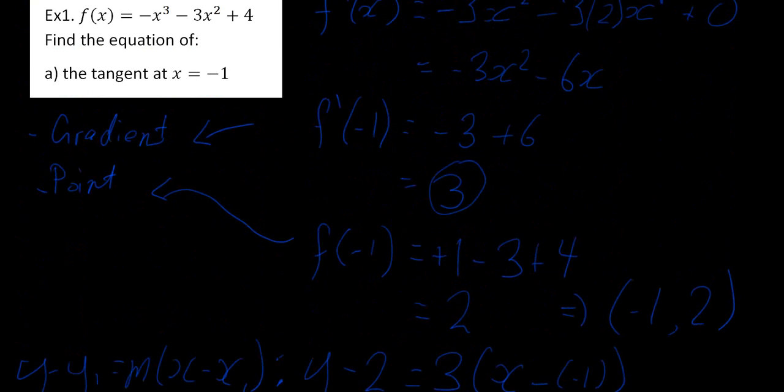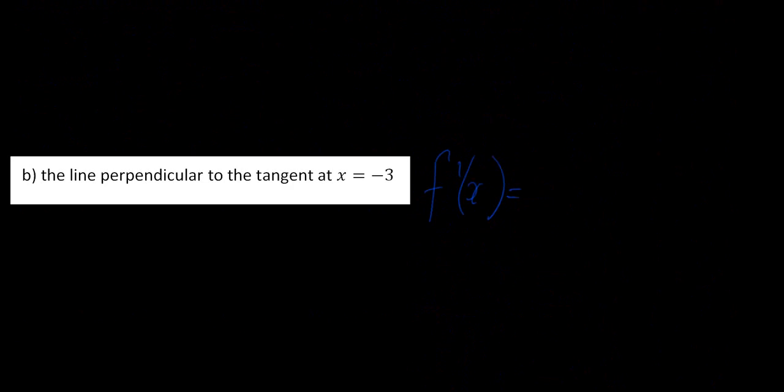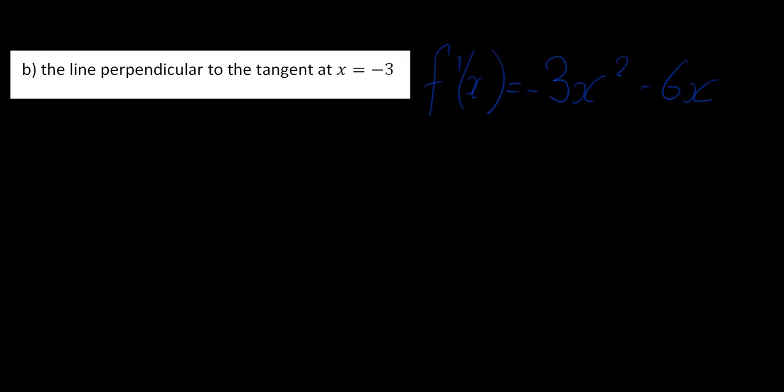So for a perpendicular line, the process is almost identical, except there's this extra step that you need to take after finding the gradient function. Now, we're just going to recycle a bit of information here, because we are using the same function. Now we know that f dash, our gradient function, is equal to, just have a quick check at what it was, -3x squared minus 6x. And instead, we want to find the gradient of the perpendicular line at x equals -3. So you do actually need to find out the gradient of the tangent first, and use that to help you out.